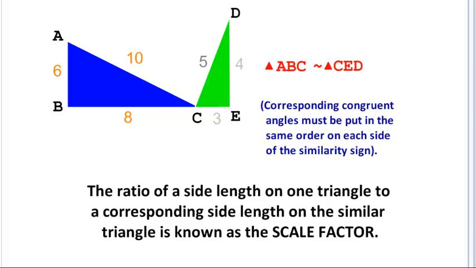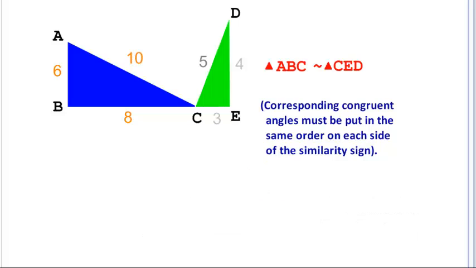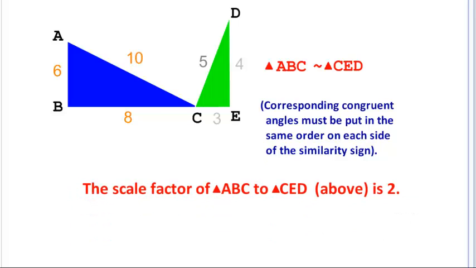So the ratio of a side length on one triangle to a corresponding side length on the similar triangle is known as the scale factor. And we just found out that value a moment ago with these two triangles. We found that the scale factor going from big triangle ABC to little triangle CED is 2 because each side was exactly twice as long as its corresponding side on the green triangle.